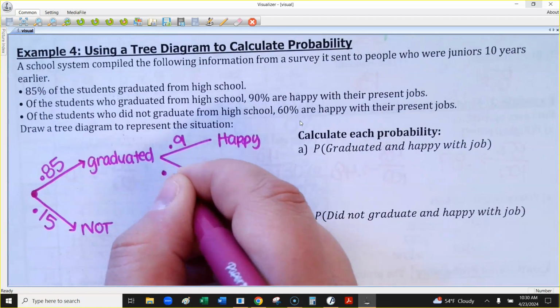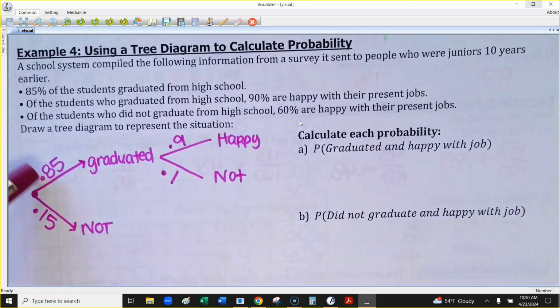0.1. They have to add up to 1. So like 0.85, 0.15, that adds up to 1. 0.9, 0.1, that adds up to 1. So like that little branch has to add up to 1.